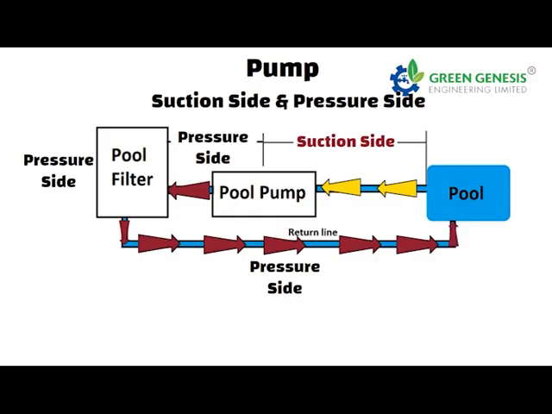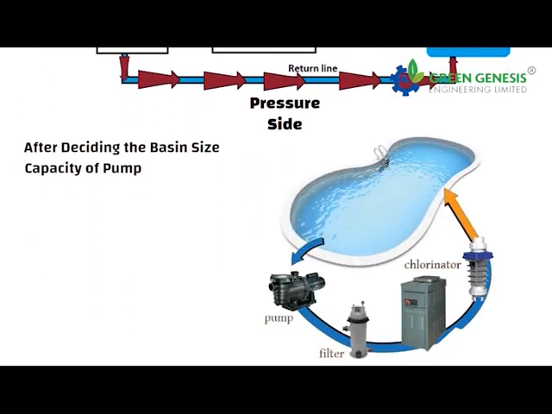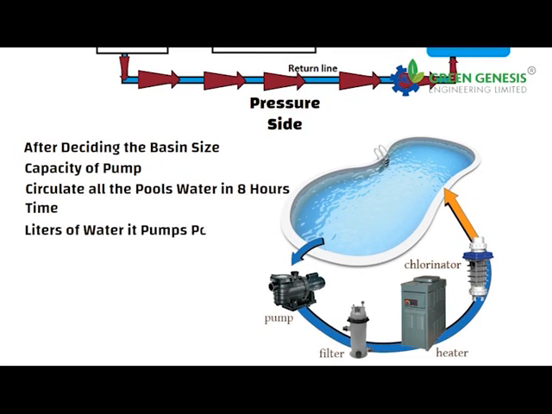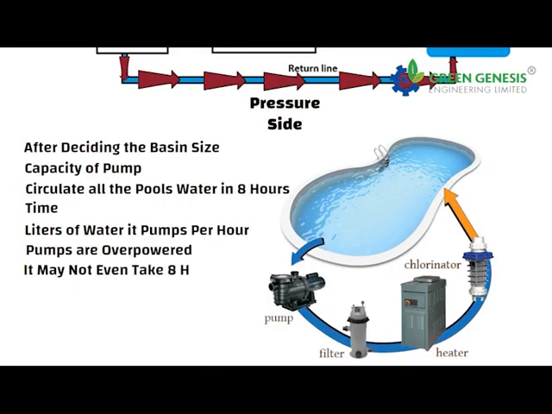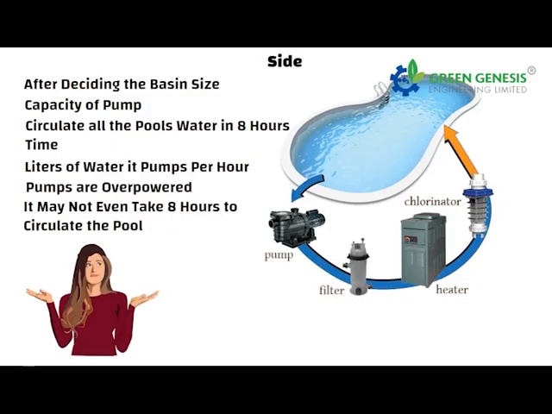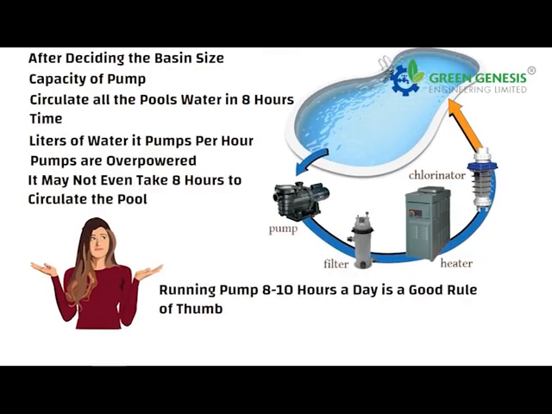the pool. After deciding the basin size, you need to decide the capacity of the pump. Generally, the pump should have adequate capacity to circulate all the pool's water in 8 hours' time. So we can work out how many liters of water it pumps per hour. On many residential pools, the pumps are overpowered, so it may not even take 8 hours to circulate the pool. However, if you don't know the power of your pump, running the pump 8 to 10 hours a day is a good rule of thumb.